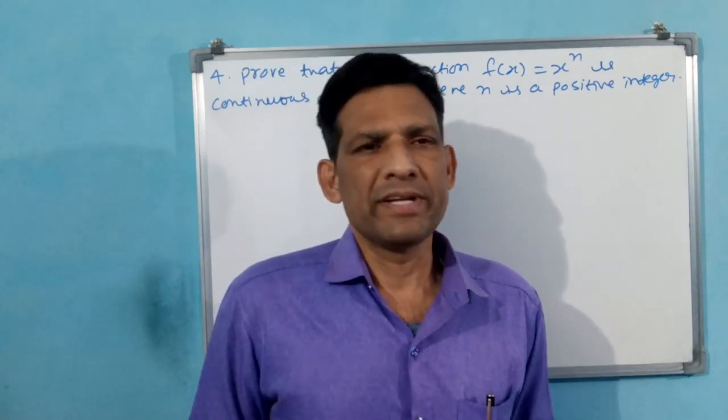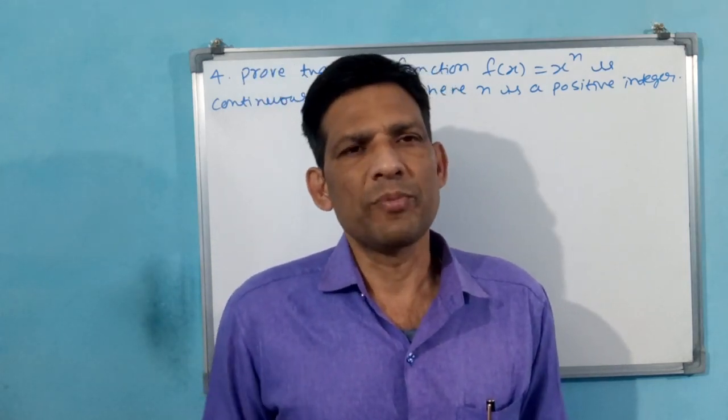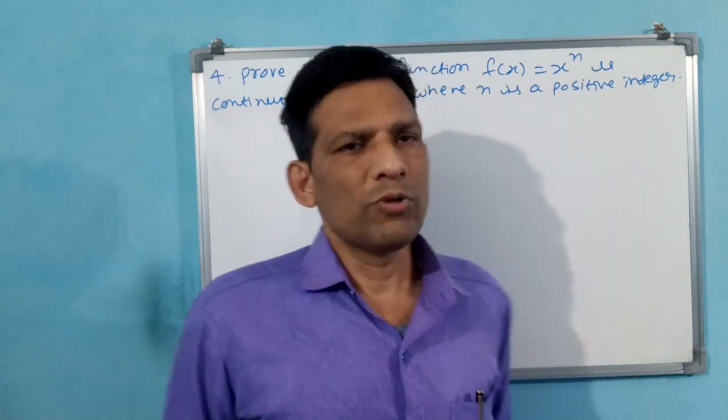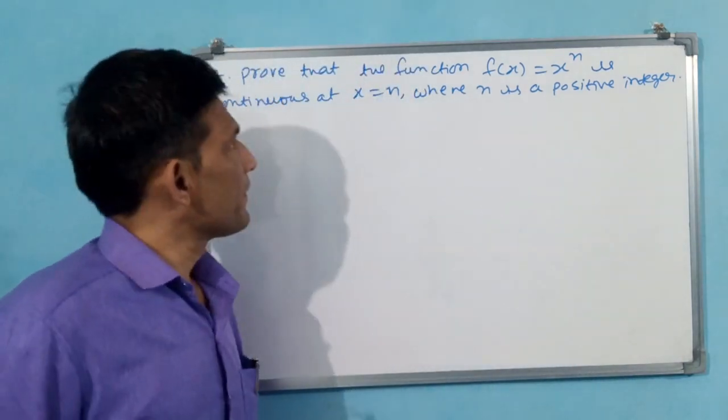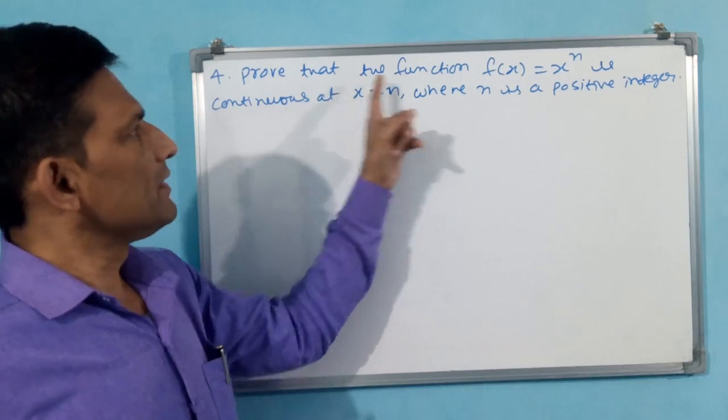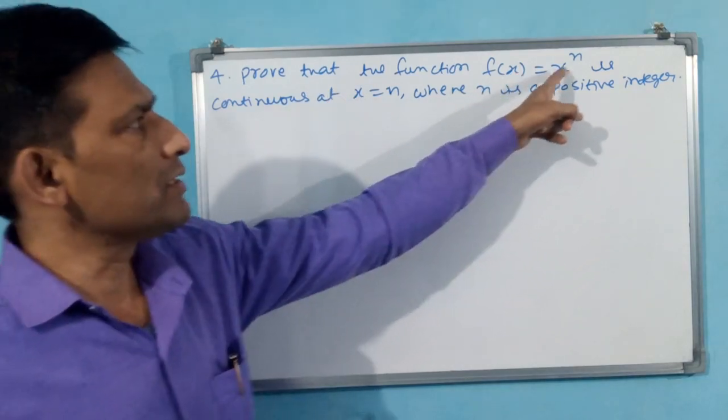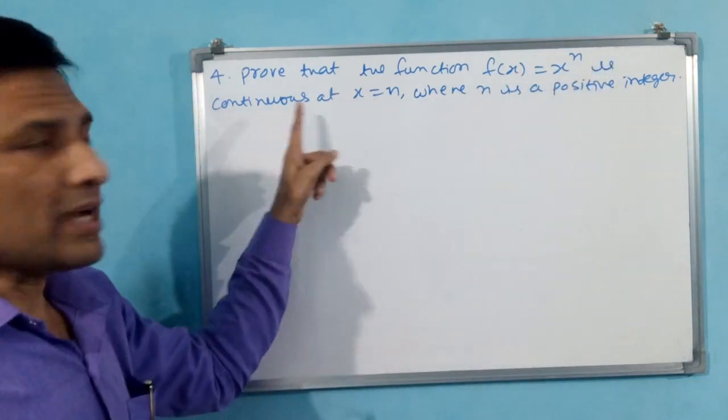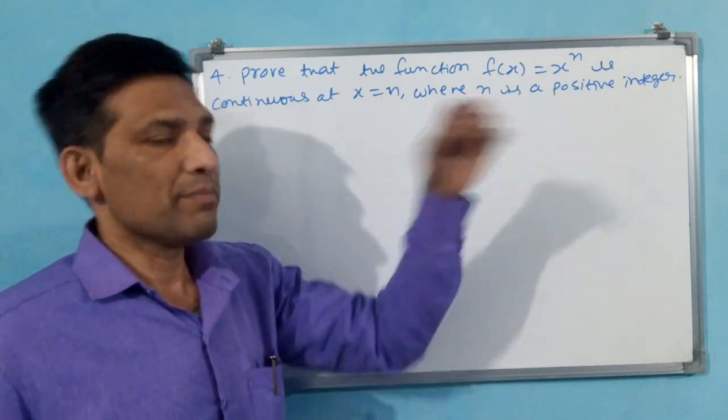4, 5, 6, 7, 8, 9, 10. Okay, we will try to solve up to question number 10. See question number 4, what they have given. Prove that the function f of x is equal to x power n is continuous at x is equal to n, where n is a positive integer.